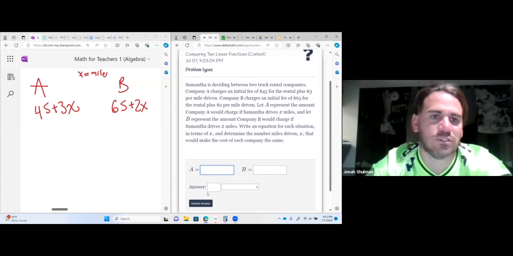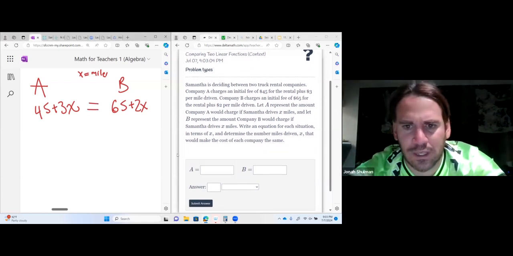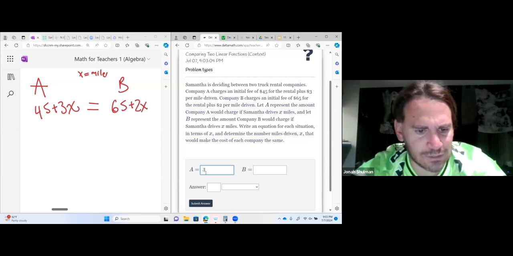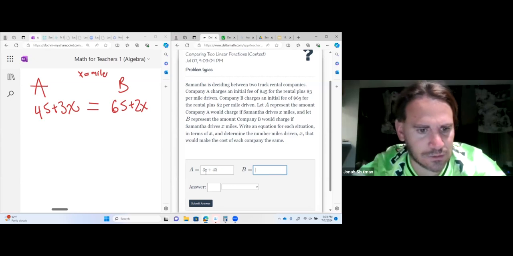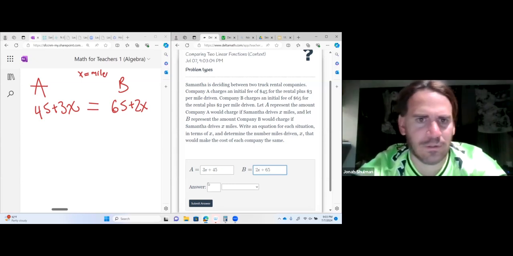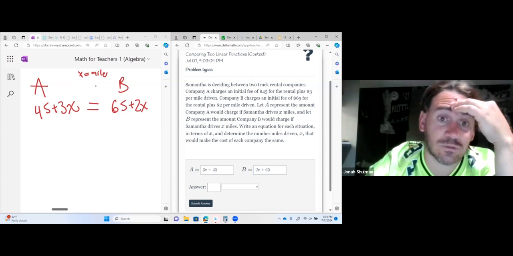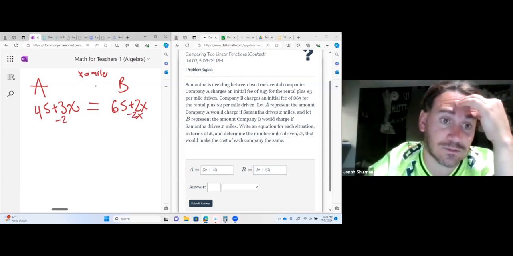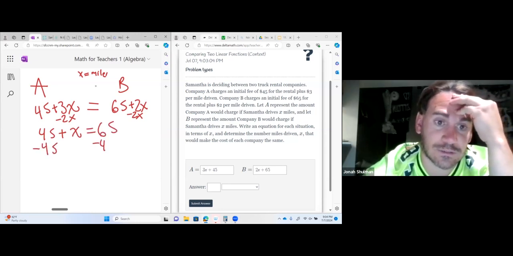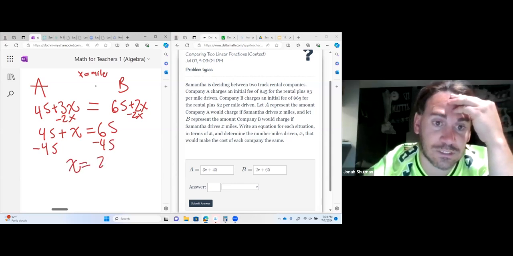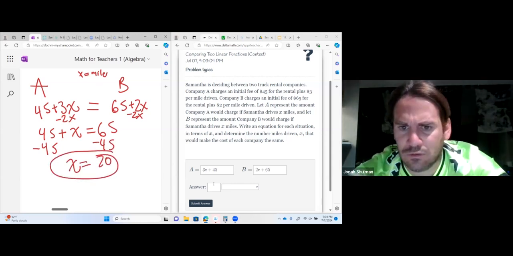And how many miles... oh, so we just have to set them equal to each other. So A is 45 plus 3X, or we always like to put the X first. So 3X plus 45. And company B is 2X plus 65. Set them equal. So first thing I'm going to do, I always want my X on the left, so I'm going to minus the 2X from both sides. So I got 45 plus 1X, we don't need the 1 anymore, equals 65. Minus 45 on both sides, and we get X equals 20. So the answer is 20 what? Miles. Just miles, not per dollar.